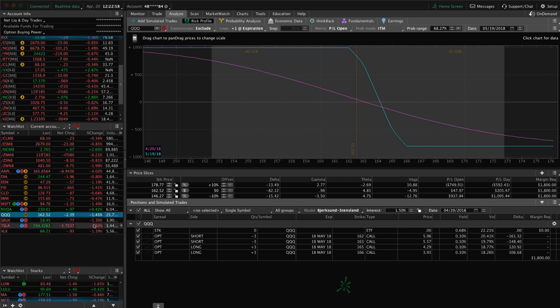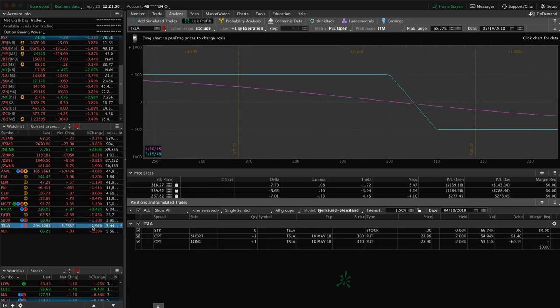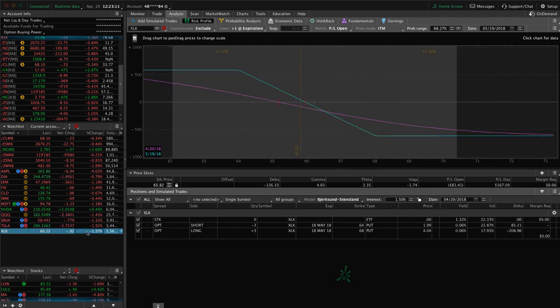I mentioned Starbucks, Tesla, another short delta position here. So just looking for some more downside to benefit our Tesla position. And then same thing with XLK as well. Just have this in here for some short delta in the portfolio.